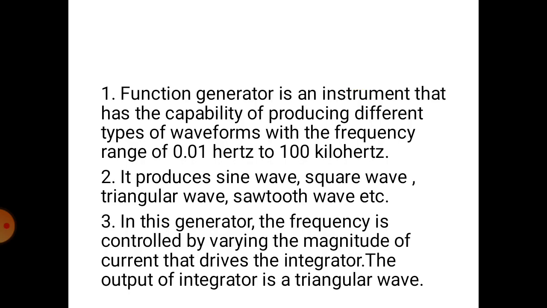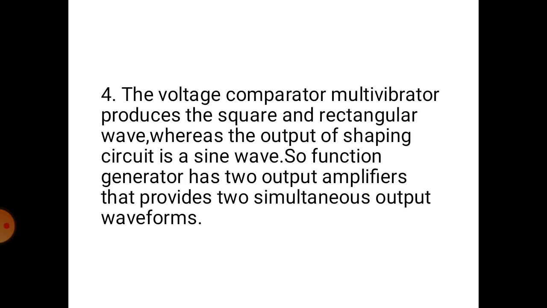It produces sine wave, square wave, triangular wave, sawtooth wave, etc. In this generator, the frequency is controlled by varying the magnitude of current that drives the integrator. The output of the integrator is a triangular wave. The voltage comparator multivibrator produces the square and rectangular wave, whereas the output of the shaping circuit is a sine wave. The function generator has two output amplifiers that provide two simultaneous output waveforms.